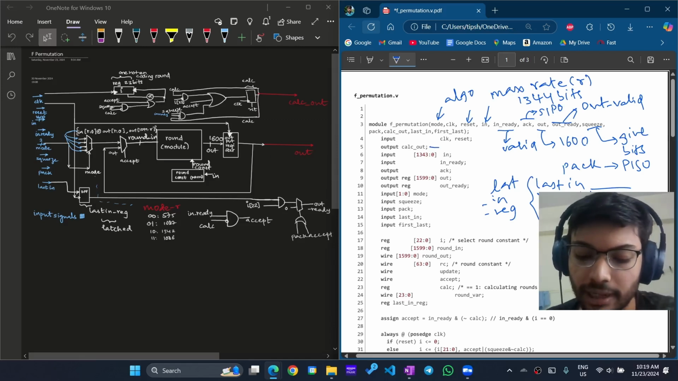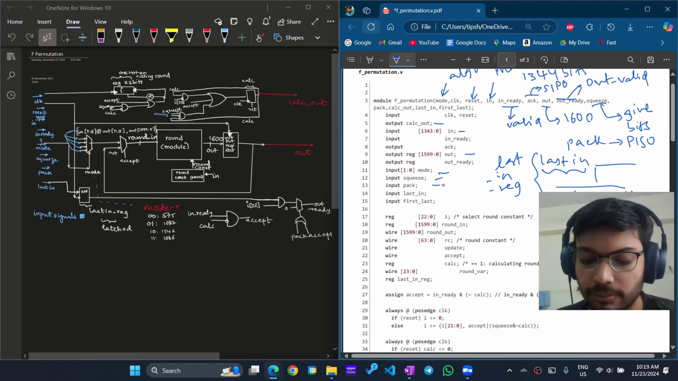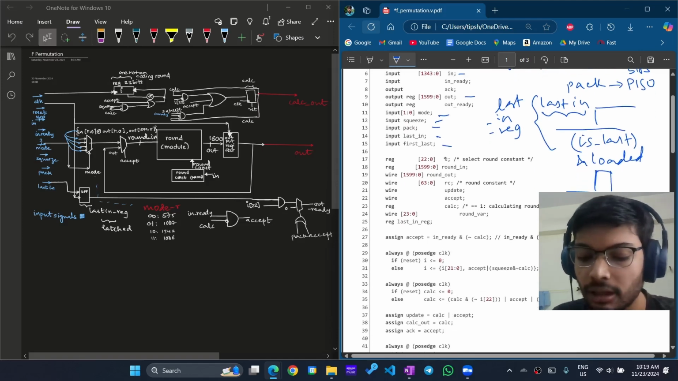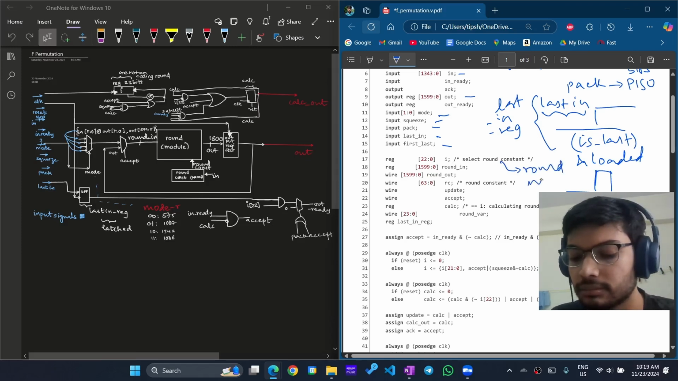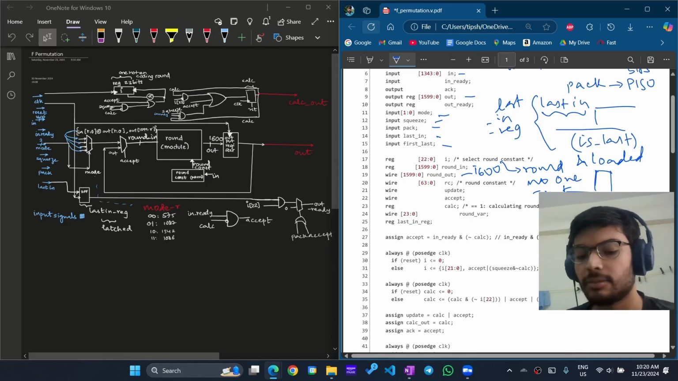Calc out says if it is calculating inside the module. Input of 1344 bits is here and 1600 bits are of output. Mode is of 2 bits. Squeeze signal, P acknowledge, last and first are given. I is the round number, which is one-hot encoded, and round in is of 1600 bits, and round out is also of 1600 bits.